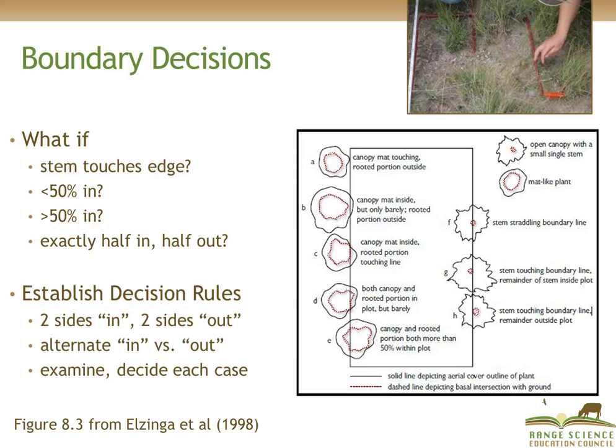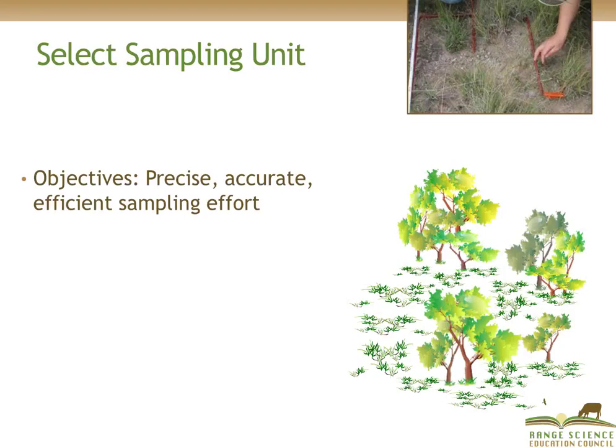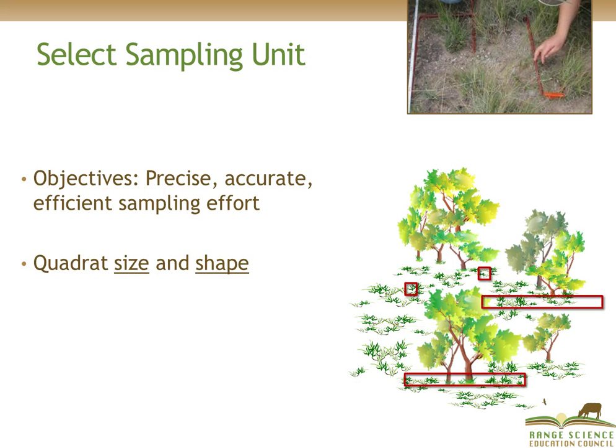The next set of decisions we need to make are in regard to selecting the appropriate sampling unit. Remember, our sampling objectives are that we want to have a precise and accurate estimate, and we want to have the greatest efficiency possible for a given sampling effort. And so with counting methods, it's important to determine what is the appropriate size and shape of our quadrats or plots.